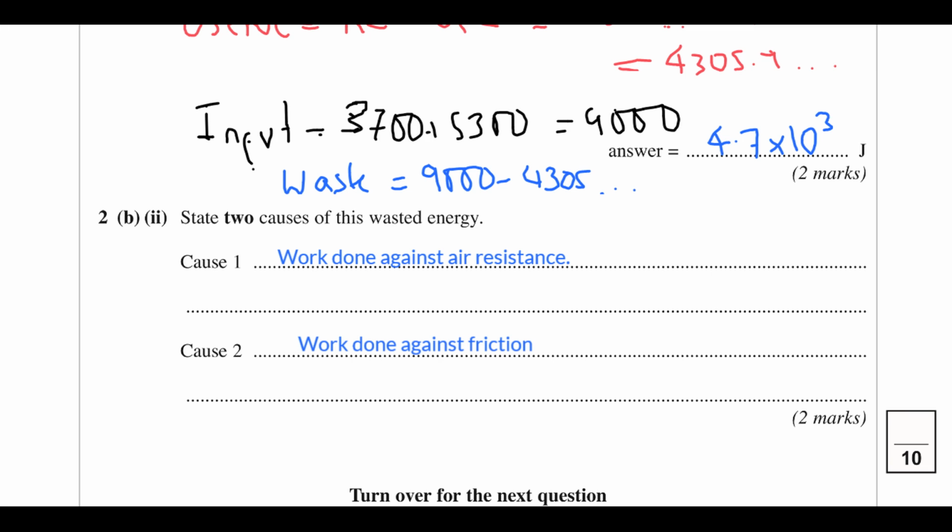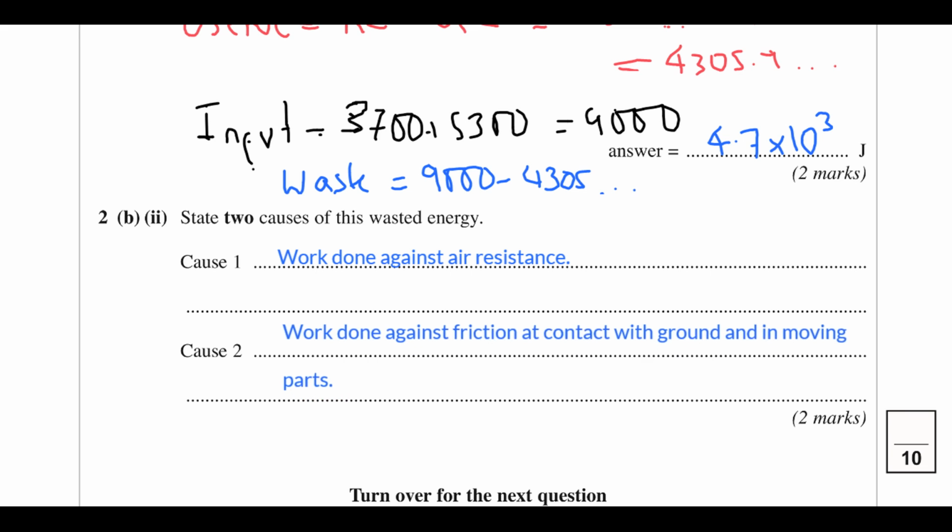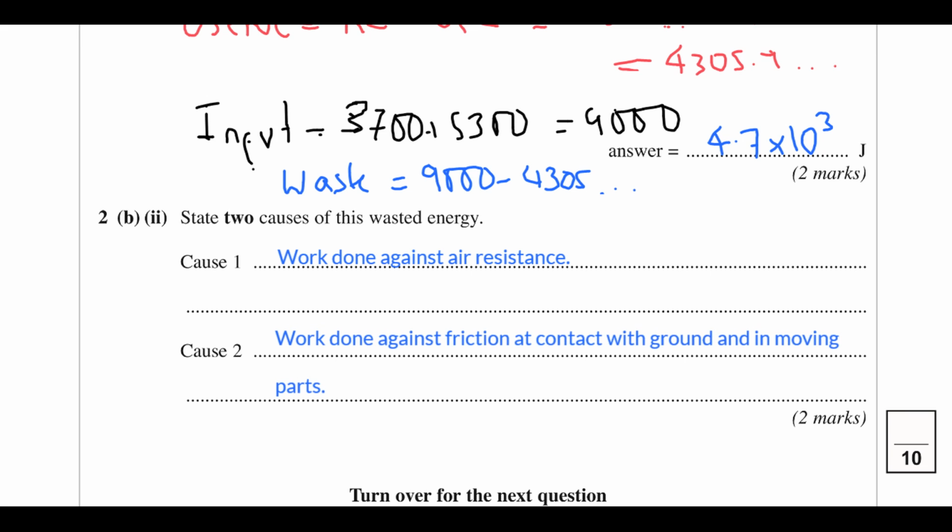And we can be specific about where that is. At contact with ground and in moving parts of the bike. So we can be a bit more specific, so we really should be there, otherwise we're not really earning those 2 marks there. So those are the 2 sources of wasted energy. Alright, so let's move on to question 3.